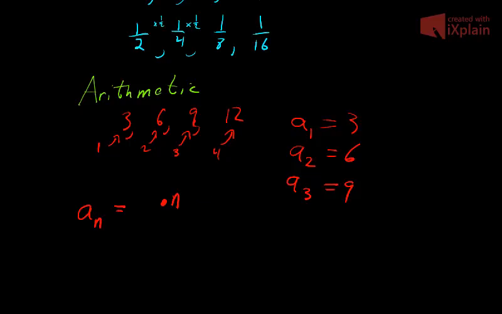So we're going to start just by knowing we have to multiply by n. So something times 1 should give me 3. Something times 2 is 6. Something times 3 is 9. And what that's going to be is 3 times n. So a sub n equals 3 times n.